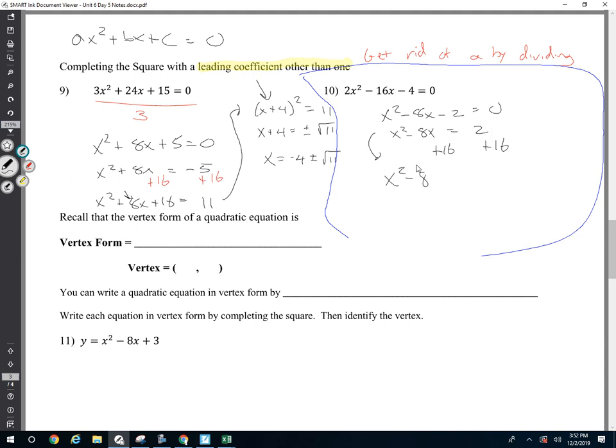X squared minus 8x plus 16 equals 18. Why did I add 16? Because negative 8 divided by 2 is negative 4. Negative 4 squared is 16. And when I add 16, this is a perfect square. But it's not x plus 4 like the other one. It's x minus 4. Is that always going to be a positive number? It will always be a positive number, Mr. Bernenberg. Great observation. Why do you know it's always going to be a positive number?